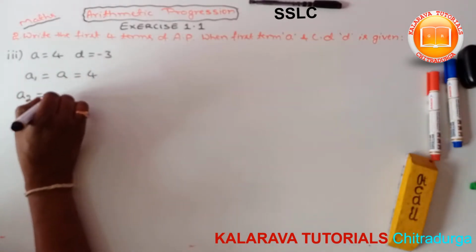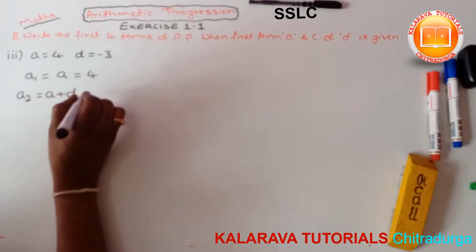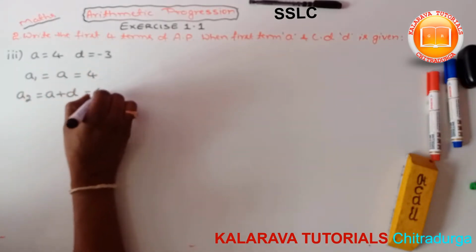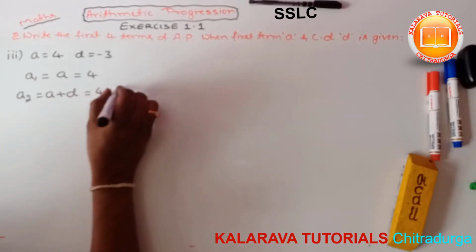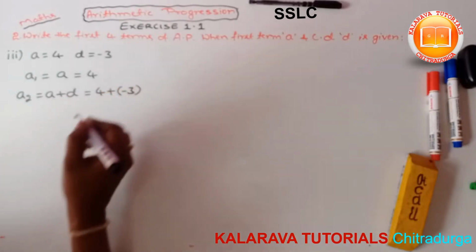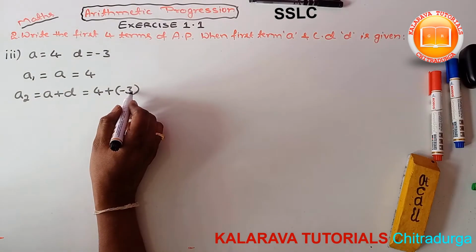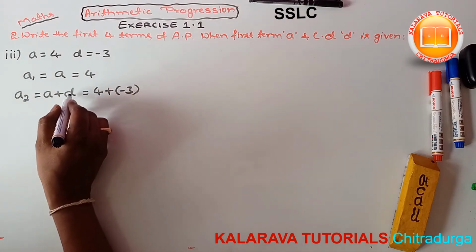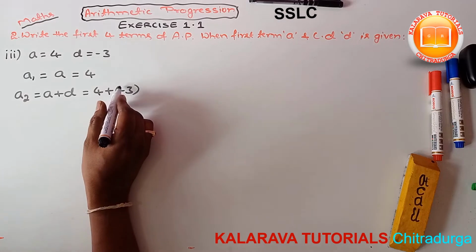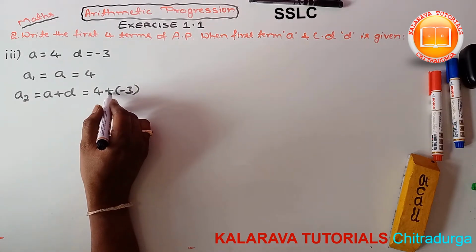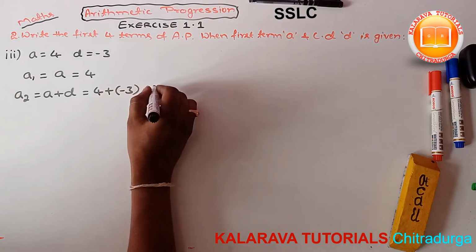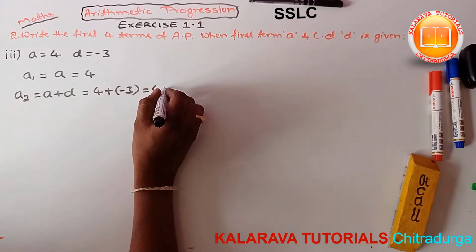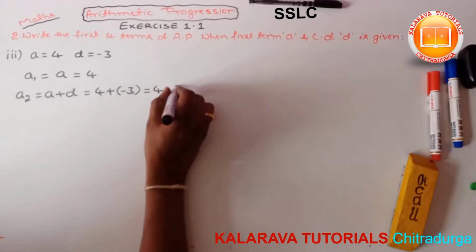a2 is equal to a plus d. Here a is 4 plus, in the place of d you substitute minus 3. I write minus 3 in the bracket because there is a plus, and also the value of d is minus. I have written both the signs. In between that there is a bracket. That bracket implies multiplication. So this gives you 4 plus into minus, minus, that means 3.